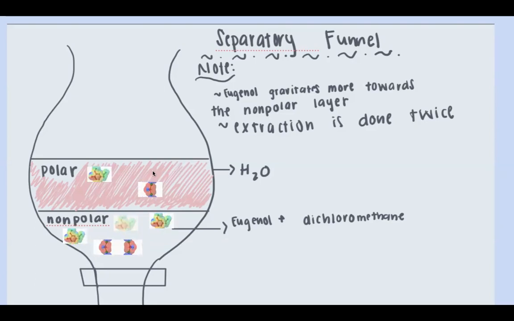For this case, I had some of the molecules still present in the polar layer just to demonstrate that the extraction had to be done more than once, because we would still have some of the eugenol and dichloromethane molecules present in the polar layer. Which explains why this extraction had to be done more than once. In order to obtain as much eugenol as we can, we had to add more dichloromethane to be able to have the eugenol be attracted to the dichloromethane layer, which is a nonpolar layer, and we'd have more of the eugenol received.